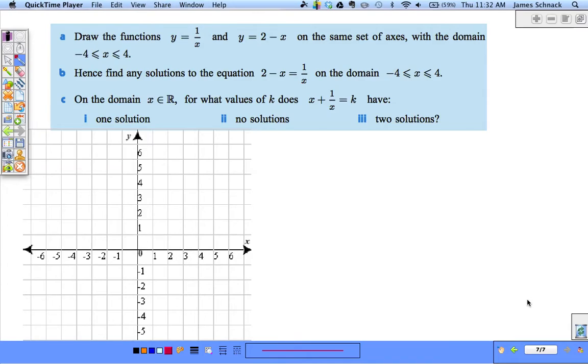One more graphing example. Draw the function y equals 1 over x. Okay, we did that in the previous video. And it looked like this. And again, if you don't remember how to graph something like this, make a table. Practice graphing these with no calculator. So this is y equals 1 over x. 2 minus x, that's something we should be able to graph. It has a y-intercept of 2, slope of -1.